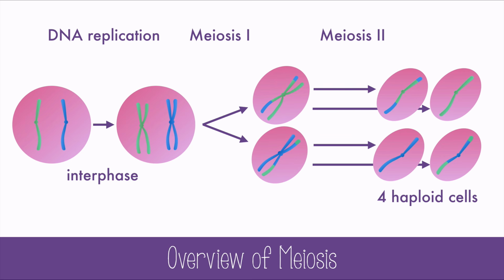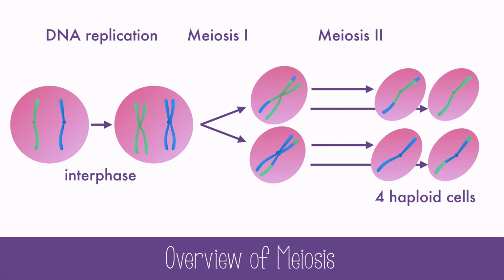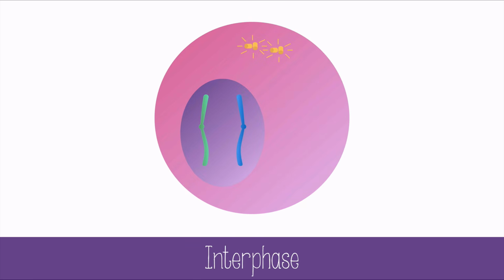Let's look at this process step by step in more detail. During interphase, the DNA is replicated in preparation for Meiosis I. The chromosomes aren't actually visible yet, but I'm showing them as chromosomes here so that it's easier to see that we'll follow a pair of homologous chromosomes through the process.